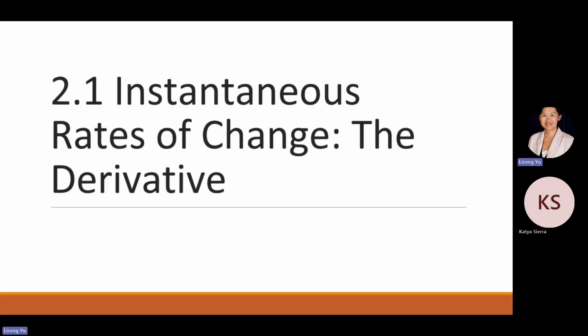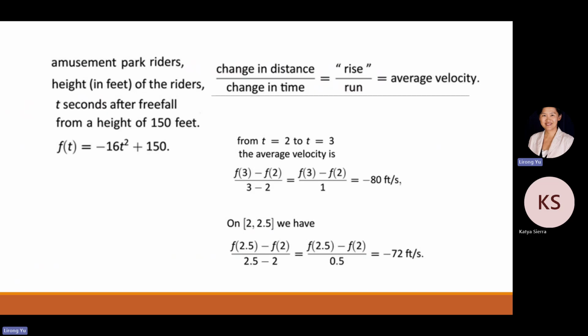And review. 2.1 is our introduction to the notion of derivative. We interpret or define the derivative as instantaneous rate of change. So in order to introduce the idea of instantaneous rate of change, we started with the average rate of change. So what we did is taking a time interval.